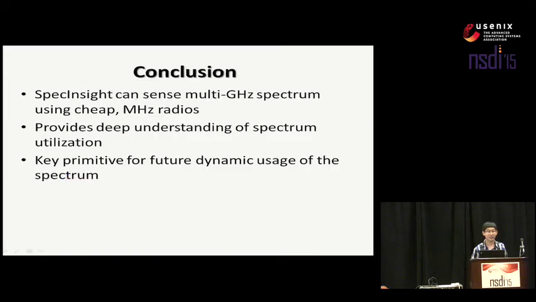In conclusion, I present you SpecInsight, which can sense gigahertz-wide spectrum using cheap megahertz radios. This is particularly useful if we want to do large geographical scale sensing, because we reduce the cost bar of spectrum sensing. Otherwise, in order to get accurate information, you have to use gigahertz-wide radios, which are very expensive and almost impractical. Second, SpecInsight provides much deeper understanding of the spectrum utilization.